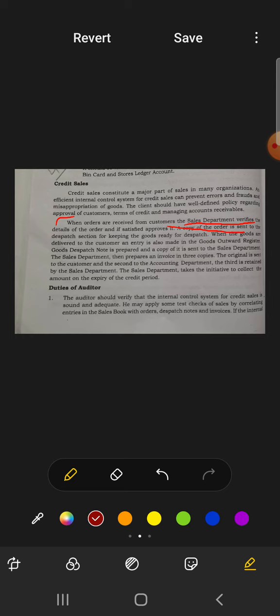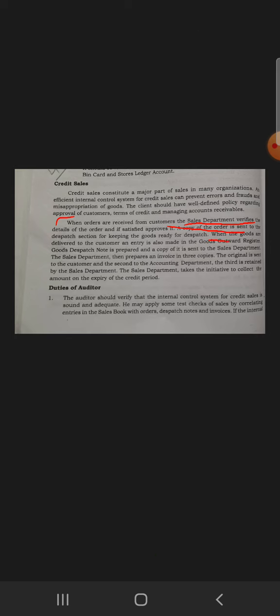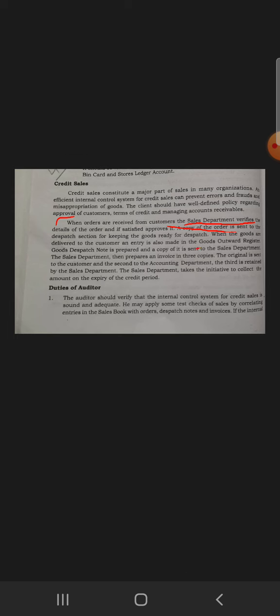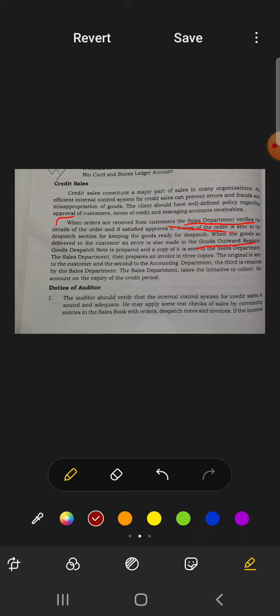Next, when the goods are delivered to the customer, an entry is made in the goods outward register. The goods dispatch note is prepared and a copy of it is sent to the sales department.